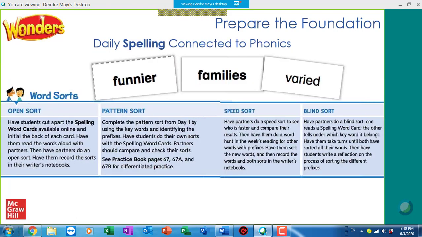Another way that we help readers become better spellers is through word sorts. And these word sorts are the brainchild of Dr. Donald Bear of Words Their Way fame. We suggest that you allow students to really engage in these word sorts.